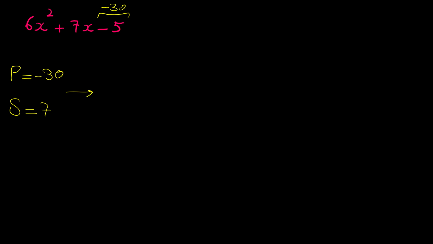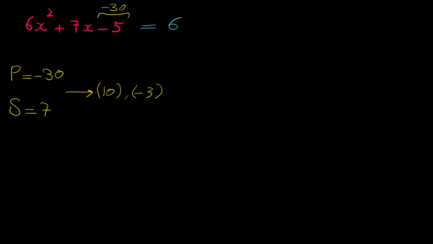Yes, those numbers that we are looking for are 10 and negative 3. 10 times negative 3 is exactly negative 30, and 10 plus negative 3 is 7. We want the sum to be 7. So the numbers that we are looking for are 10 and negative 3. So now we are going to write this 7x as 10x minus 3x, or negative 3x plus 10x. The order is up to you.